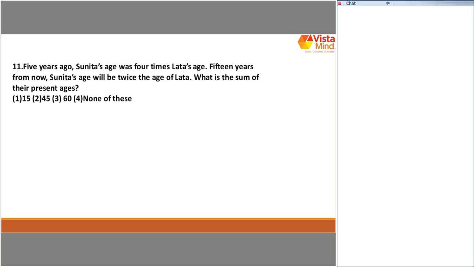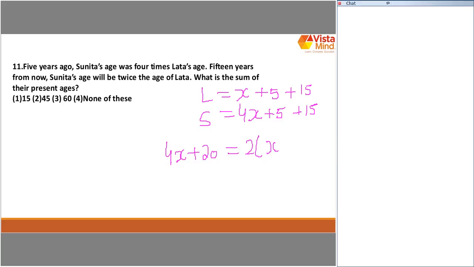The question says 5 years ago, Sunita's age was 4 times Lata's age. Let Lata be x years old, so Sunita was 4x. This was the age 5 years ago. Let us bring both these girls to the present by adding 5. Now 15 years hence, that means after 15 years, Sunita will be twice the age of Lata. Sunita will be 4x plus 20, and Lata will be x plus 20.